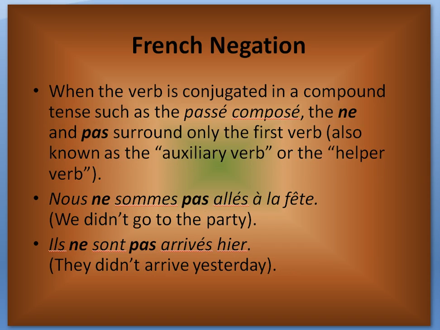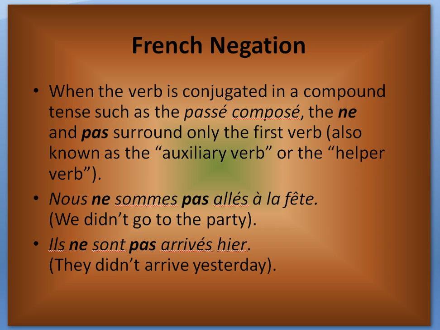When the verb is conjugated in a compound tense, such as the passé composé, the ne and pas surround only the first verb, that is, the conjugated verb. In passé composé, there are two verbs. One is the auxiliary or helper verb, which is the conjugated form, and the other is the past participle of the verb. So, the ne and pas surround the conjugated form of the verb. For example, nous ne sommes pas allés à la fête.